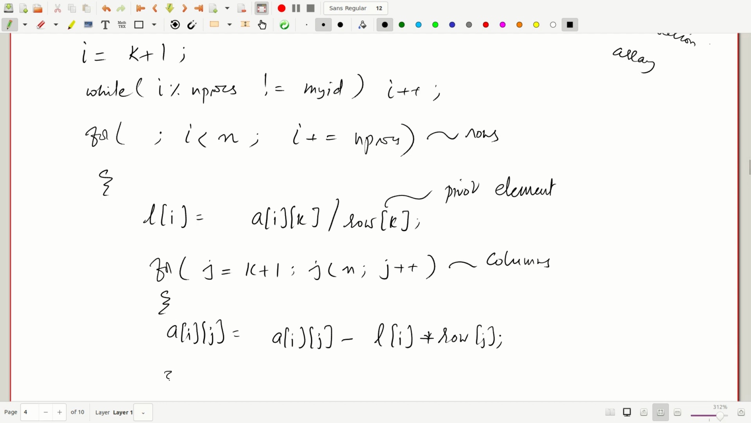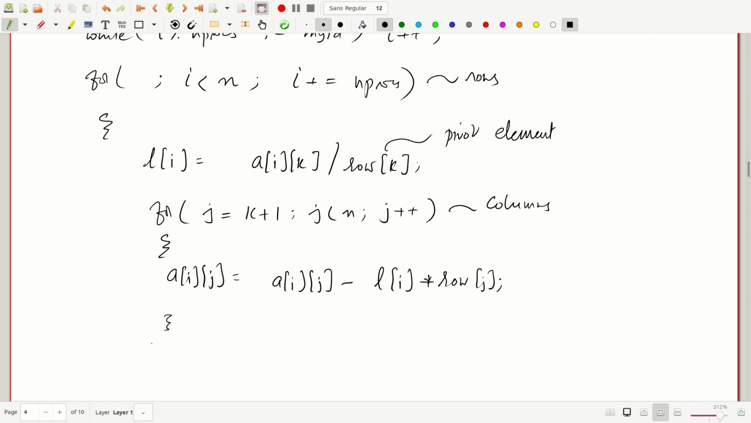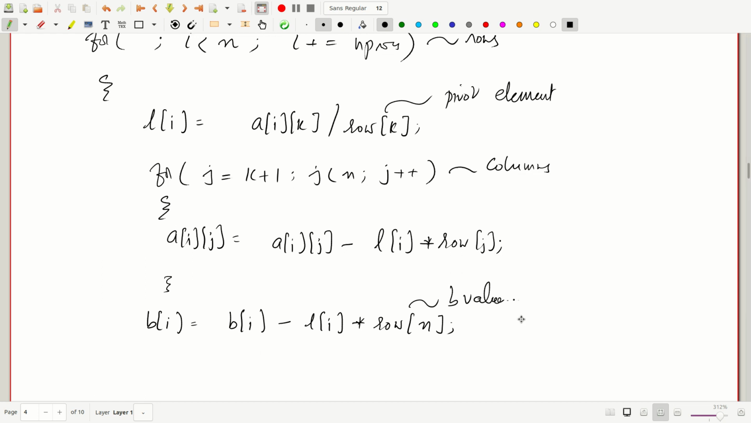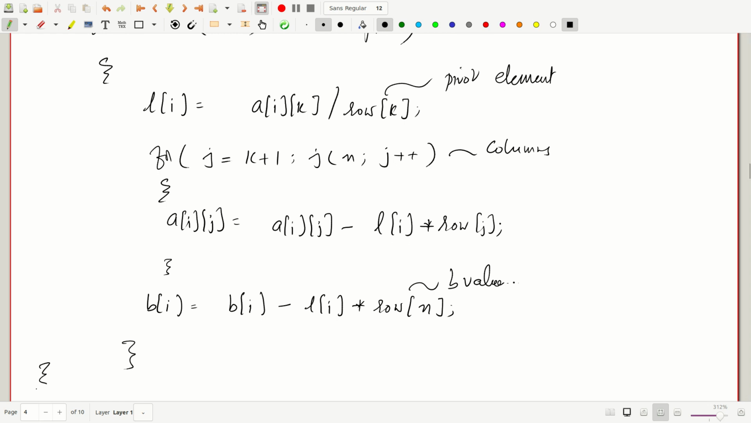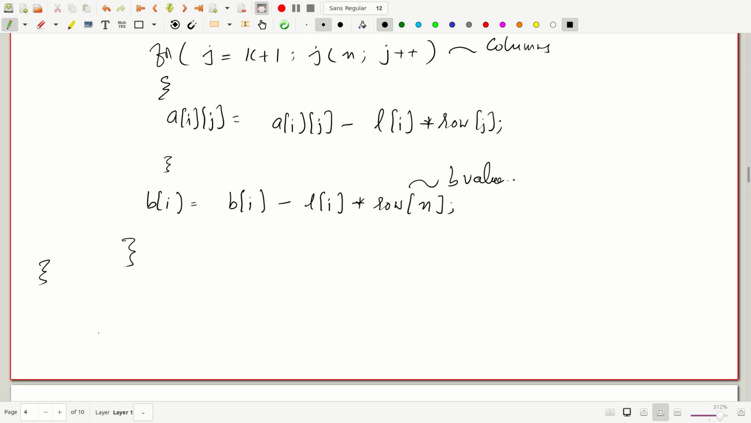Once we are done with that, we also have to do the row operation for the B matrix, so for the right hand side vector, B of I equals B of I minus L of I times row of n, because row of n contains the B value for the pivot row. Once we are done with this, forward elimination is done on every process. Of course you need to pay attention to the indices because I have used global indices, which may not be possible to do in C, but it's possible in Fortran.